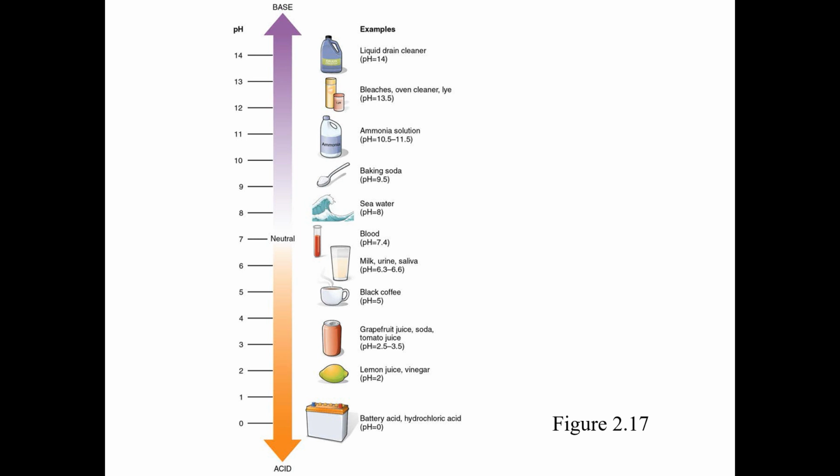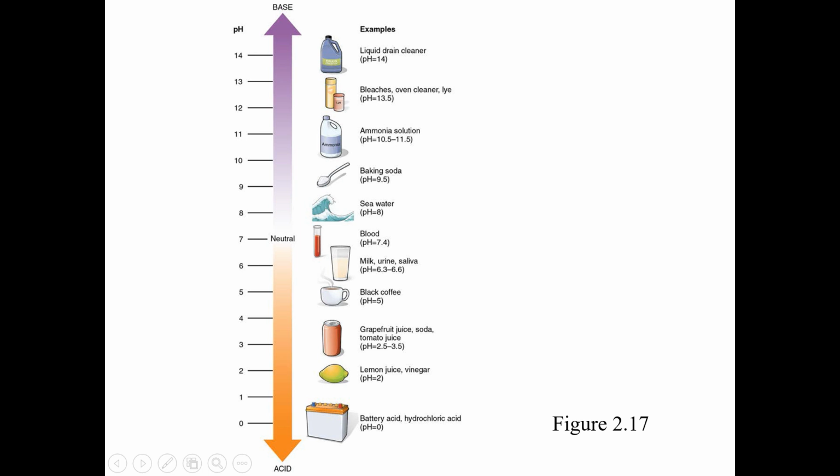What about our body fluids? Urine and saliva can be slightly acidic, and our stomach juice can be very acidic, approximately like lemon juice or vinegar. Now about basic or alkaline solutions.